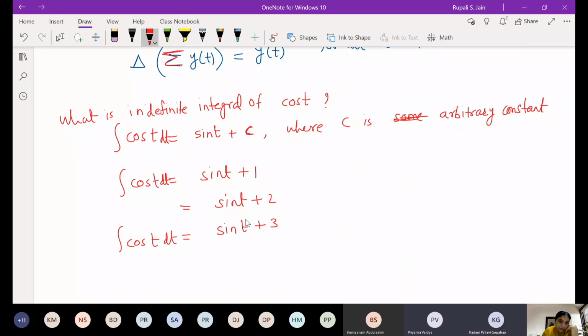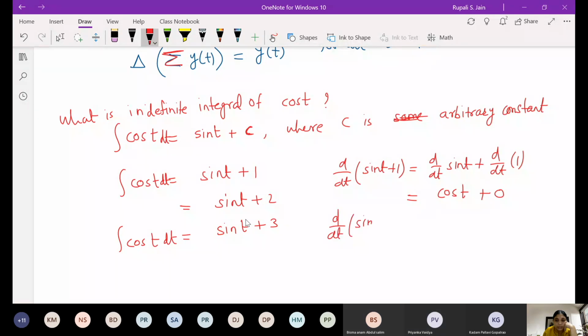Similarly, d by dt of sin t plus 1 is nothing but d by dt of sin t plus d by dt of 1. But d by dt of sin t is cos t, and this is 0. So the integration of cos t is sin t plus 1, I can write. Or similarly, d by dt of sin t plus any constant, I am getting again cos t, because d by dt of a constant is 0. So the integral is not unique.